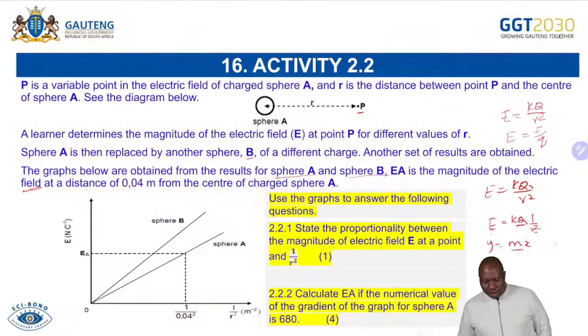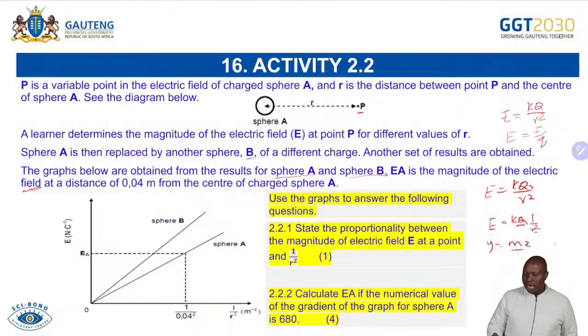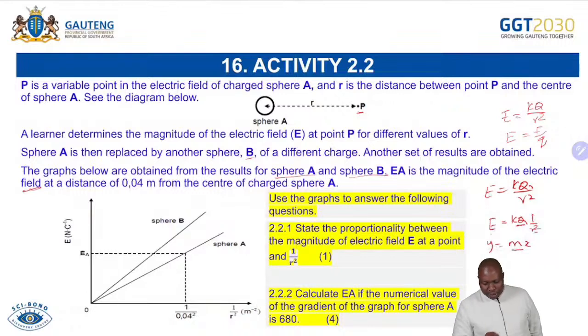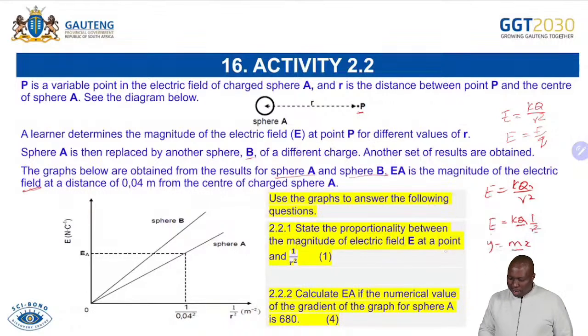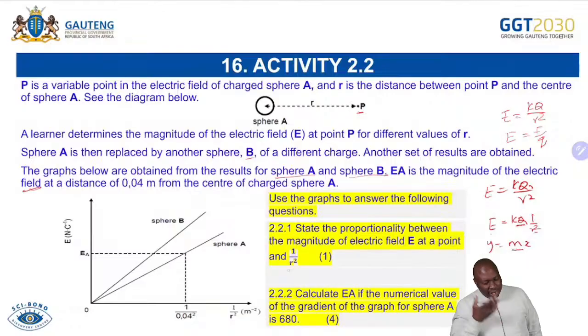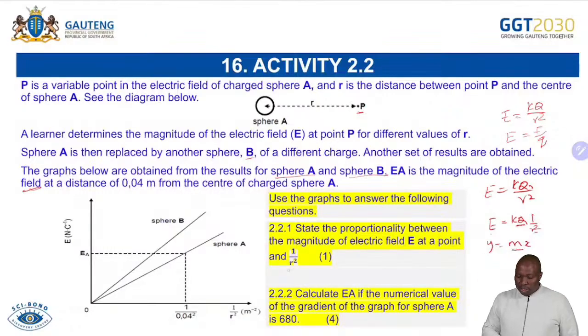Now, let's go to questions. They are saying, use the graphs to answer the following questions. State the proportionality between the magnitude of electric field at a point and 1 over R squared. So already from Coulomb's law you know, but even the graph shows you it's a directly proportional relationship.